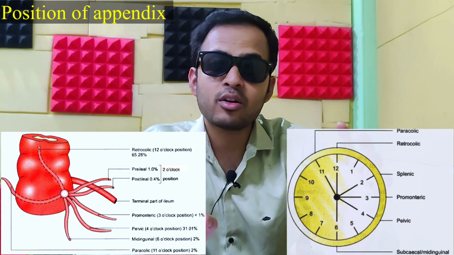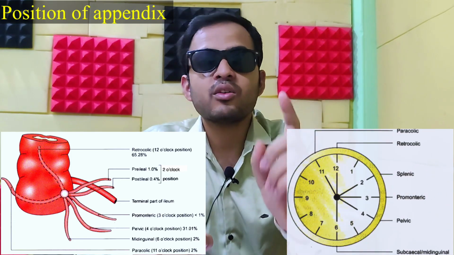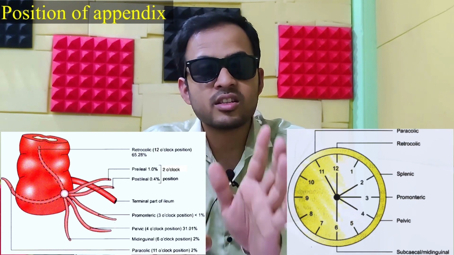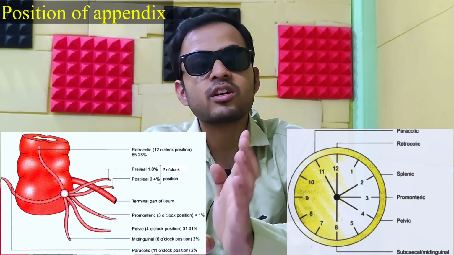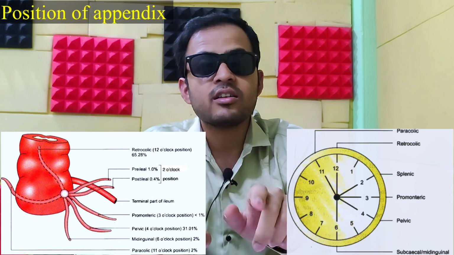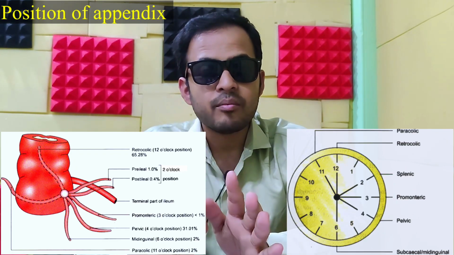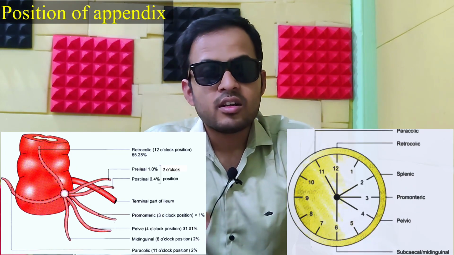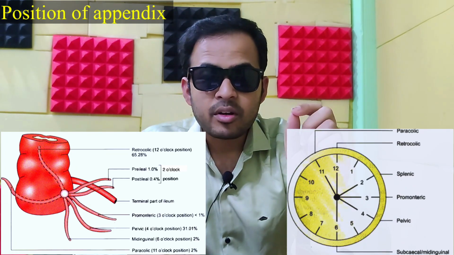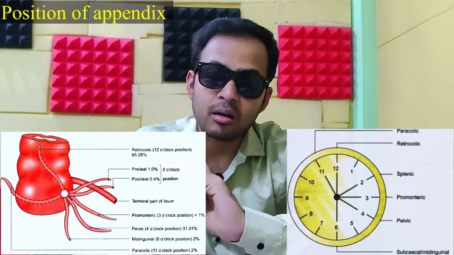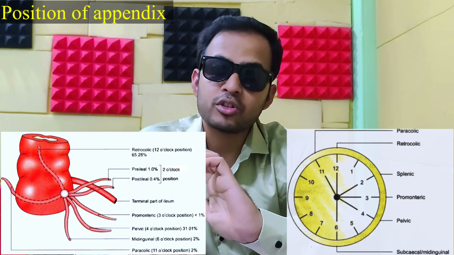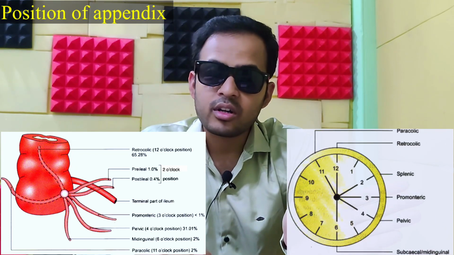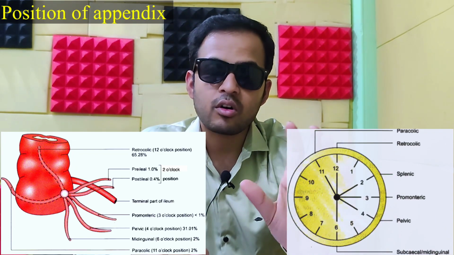First of all, the 11 o'clock position. You're going to find the tip of the appendix lateral to the cecum or lateral to the colon. So you can call it the paracolic position of the appendix, but in shortcut you can say 11 o'clock position. Secondly, the tip of the appendix lies behind the cecum. So you can call it the retrocecal position, straight upward, just like the 12 o'clock position. It is the most common position of the appendix.